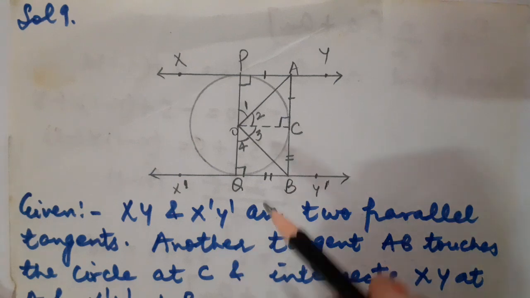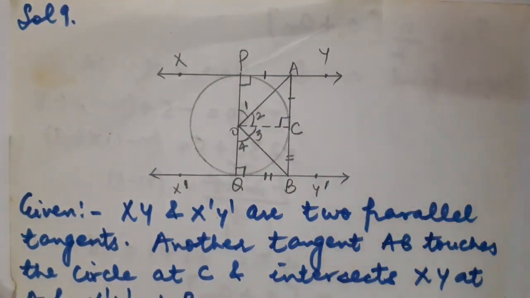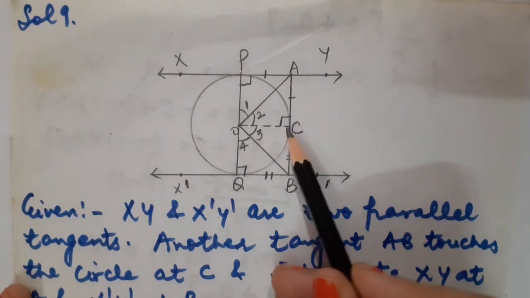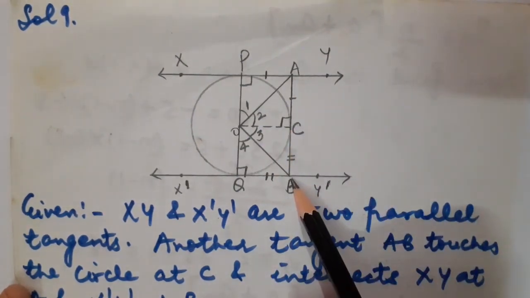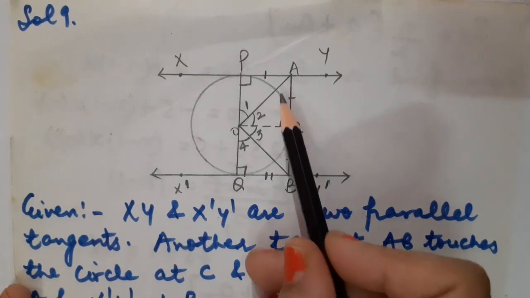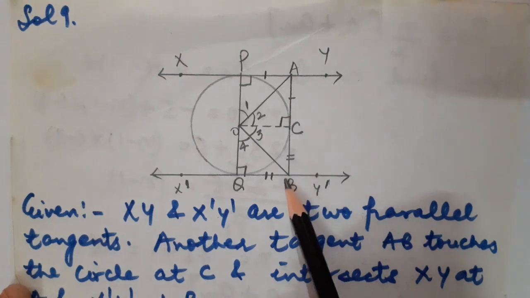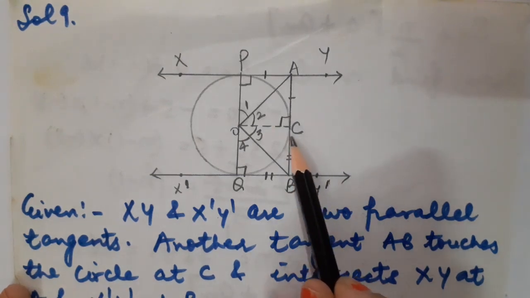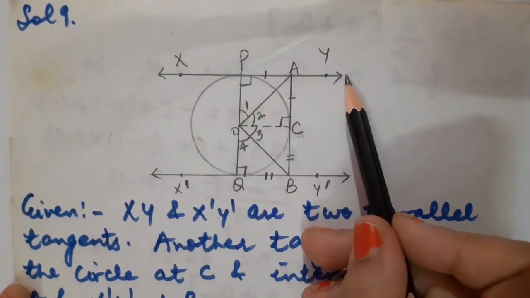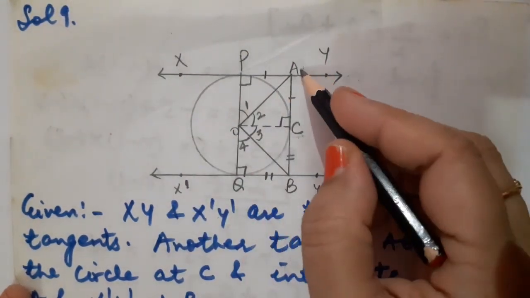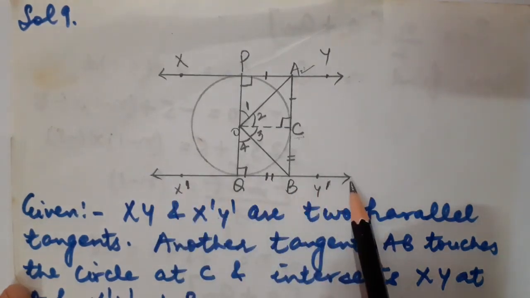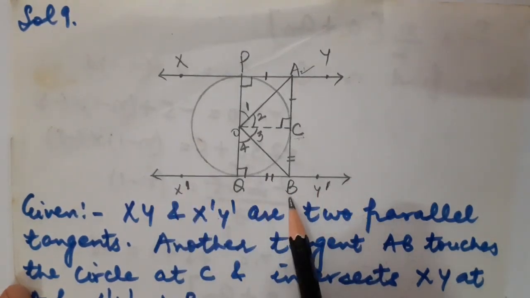Another tangent AB. This is another tangent AB with point of contact C. This is tangent AB. Okay, and this point C is known as the point of contact. Why? Because the circle and this tangent, they both are touching each other at point C. Intersecting XY at point A. Here you can see this is point A. And intersecting X'Y' at point B.